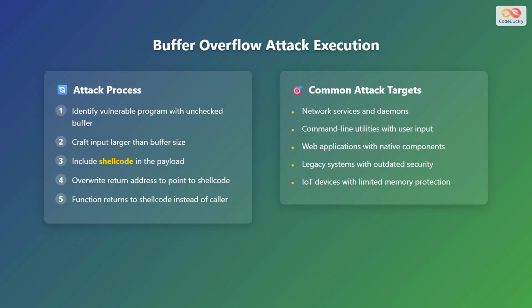The buffer overflow attack execution involves a series of steps. First, the attacker identifies a vulnerable program with an unchecked buffer. Then, the attacker crafts an input larger than the buffer size. The input includes shellcode, which is a small piece of code that the attacker wants to execute on the system. Next, the attacker overwrites the return address on the stack to point to the shellcode. When the function returns, it jumps to the shellcode instead of returning to its caller.